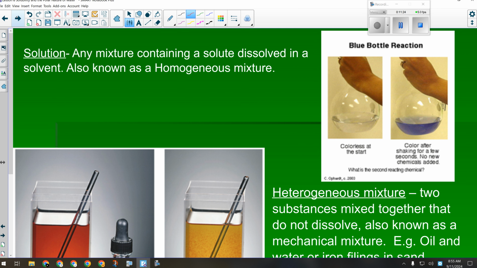All right, more terminology. A solution is any mixture that contains a solute dissolved in a solvent. It is also known as a homogeneous mixture. If something is homogenized, how many visible parts does it have? One. You see that term used all the time, especially with dairy products, peanut butter, things like that.